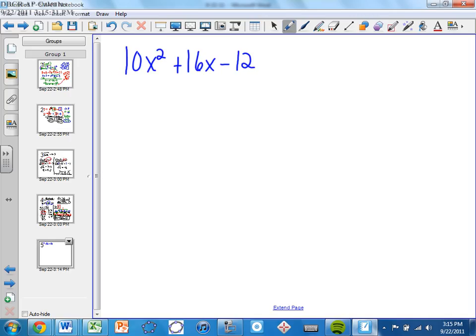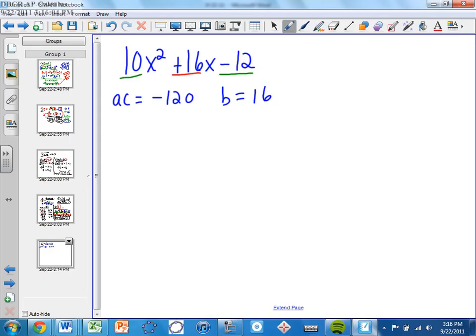Are you gonna wanna sit here and try and figure this out? No, you're not. So let's use the AC method again. First step, list AC. What is A times C right here? AC is negative 120 because A is 10 and C is negative 12. The value of B, well, let's put B in right here. B is just 16. That's the 16 right there.